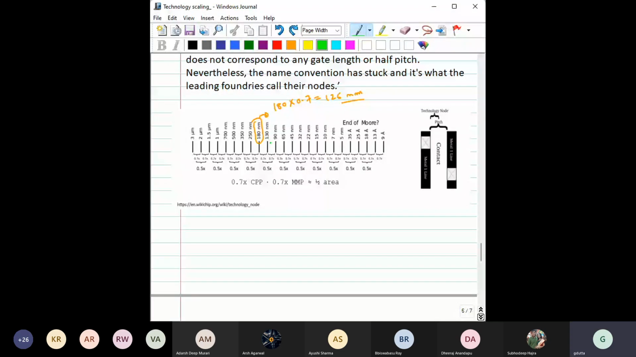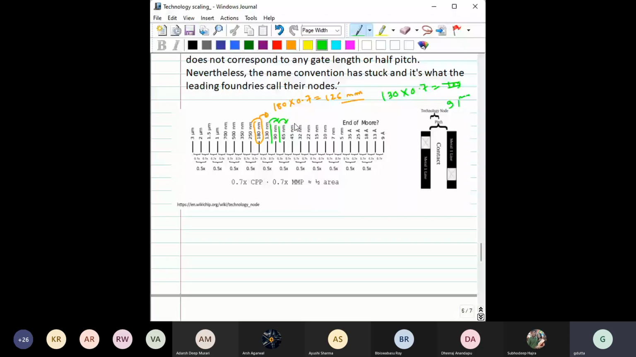Okay. So if you go to the next node, see again 130 into 0.7. 100, 109. So it is 91 nanometer. So here you can see it is 90, right? The technology node is 90. So you can again multiply with 0.7. You will get 65 like that. Okay. This is how the technology node used to be earlier. Again, I'm saying earlier, not now.